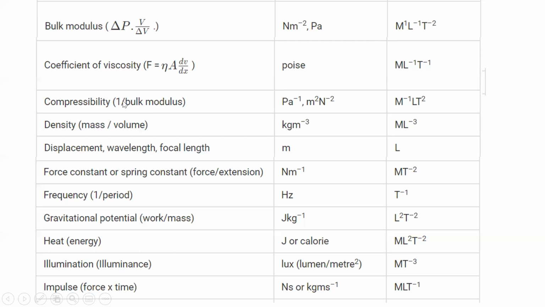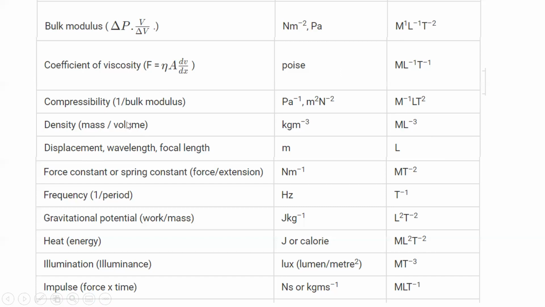So compressibility is the reciprocal of bulk modulus. So you have to put, instead of 1, minus 1. Instead of minus 1, 1. And instead of minus 2, 2. So you just took the reciprocal of this dimension and you got m raised to minus 1, L and T square. Then density is equal to mass by volume. Mass, so m, and we already deduced the dimension for volume, which is L cube. So m, L raised to minus 3, because volume comes in the denominator.